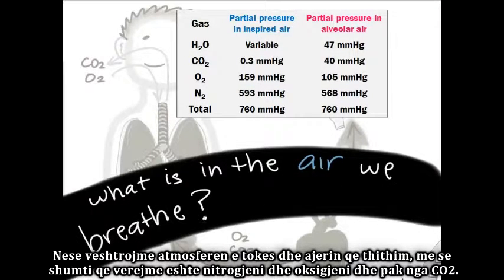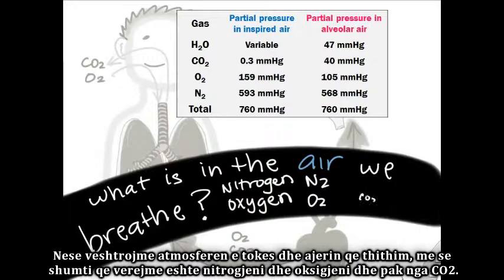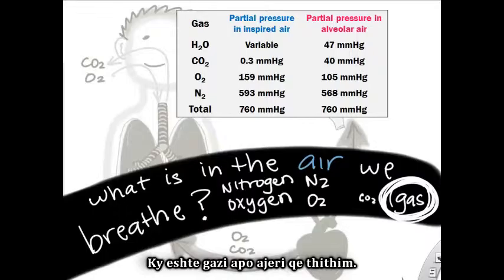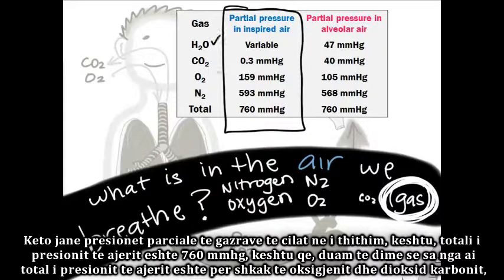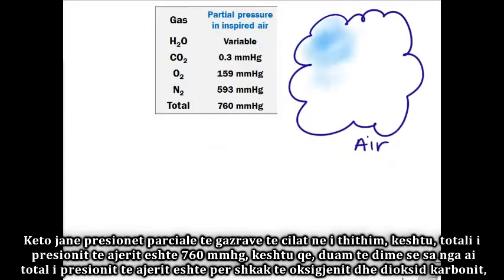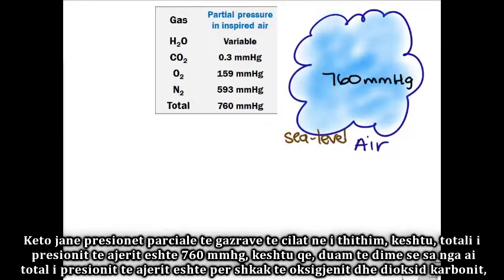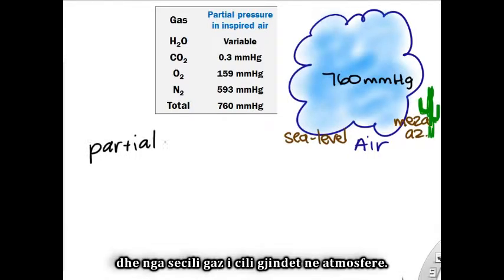If we look at the Earth's atmosphere and the air that we breathe, we see that it's mostly nitrogen and oxygen and a little bit of CO2. So this is the gas or air that we breathe in. And these are the partial pressures of the gases that we breathe. So the total air pressure is 760. And so we want to know how much of that total air pressure is due to things like oxygen and carbon dioxide and any gas that's in the atmosphere.